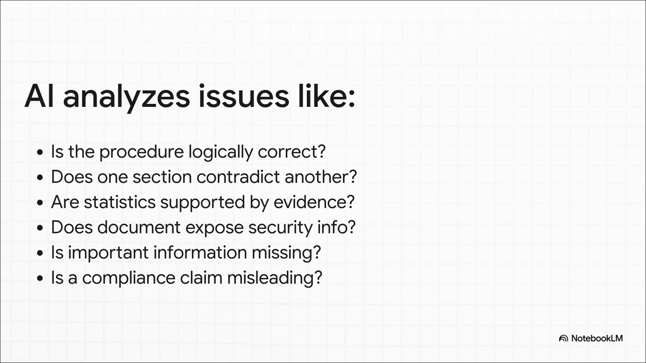Have you ever accidentally published a misleading claim? The AI checks for that. Is a procedure logically correct? Does Section A completely contradict Section B? If you're citing statistics, is there evidence to back them up? Crucially, it's scanning for exposed security information, and it'll even flag if the content is so sensitive that you need a subject matter expert to formally sign off on it.